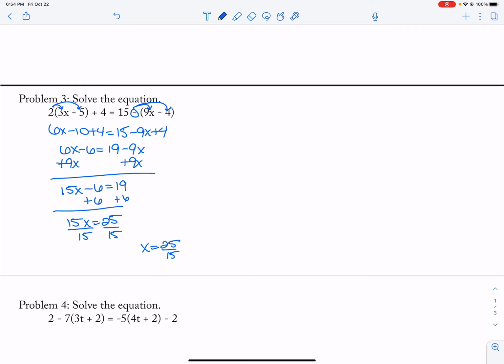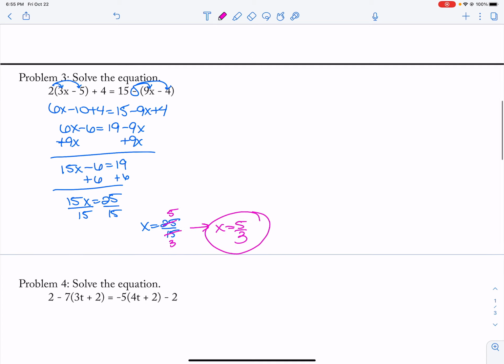Now, everybody says to me, oh, hey, do we have to reduce, can we leave it like this? I want you to reduce every single time. So these are both divisible by 5. So when I divide 25 by 5, I get 5. When I divide 15 by 5, I get 3. So then my answer is 5 over 3. I will mark you incorrect on a test or a quiz if you do not reduce. So just make sure that you guys do that, okay?